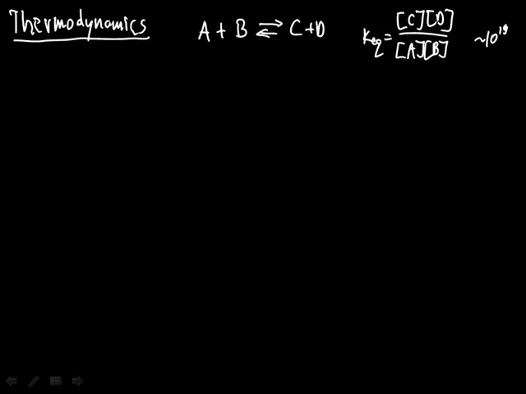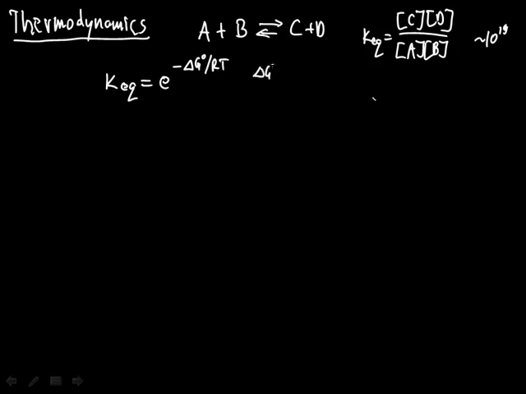Now, the reason why this C and D are formed in such large preference is that they must be more stable, because the system tends to adopt a state of lower energy. And so there must be some relationship between the equilibrium constant and the energy that is liberated during the course of reaction. And indeed, that relationship is that K_eq equals e to the power of minus delta G0 over RT.